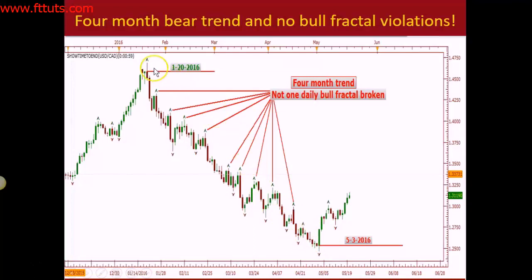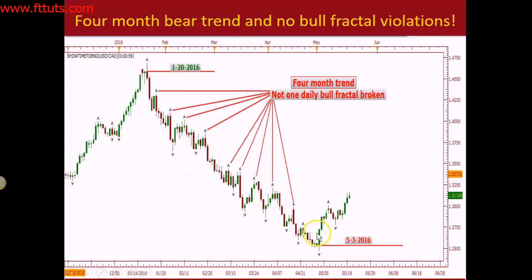All right, this trend started with a bull fractal and ended with a bear fractal. Sorry, I'm messing up for you guys, but basically you understand what I'm showing you here. Once again, so I can make sure there's no confusion here.